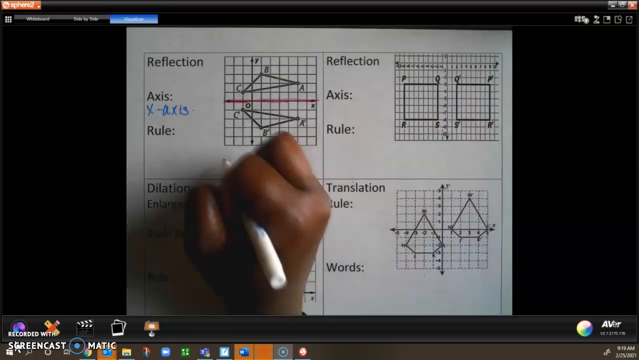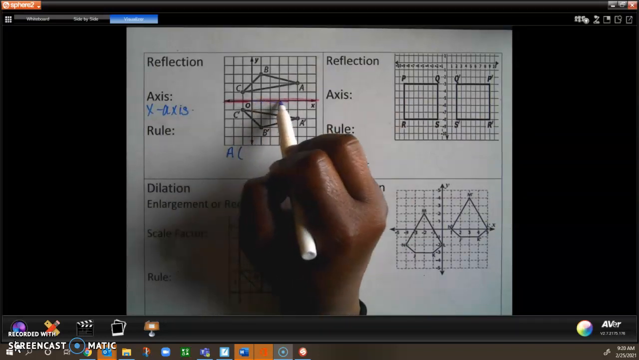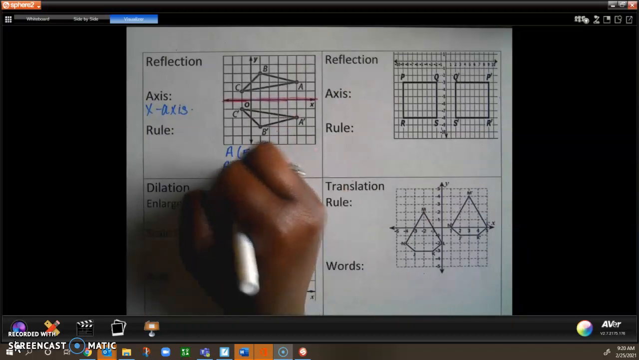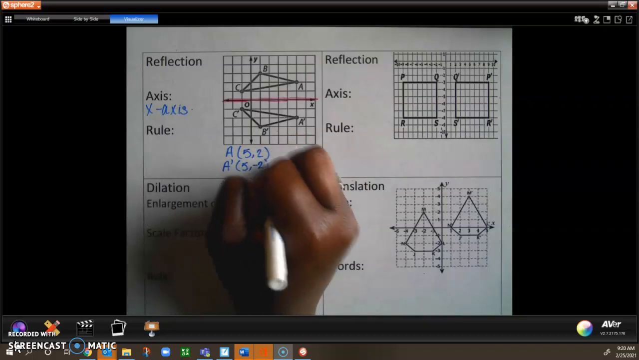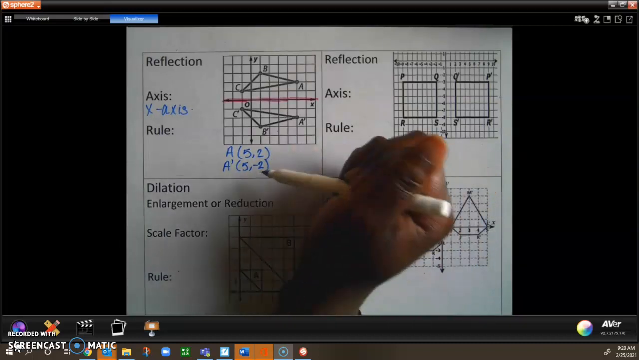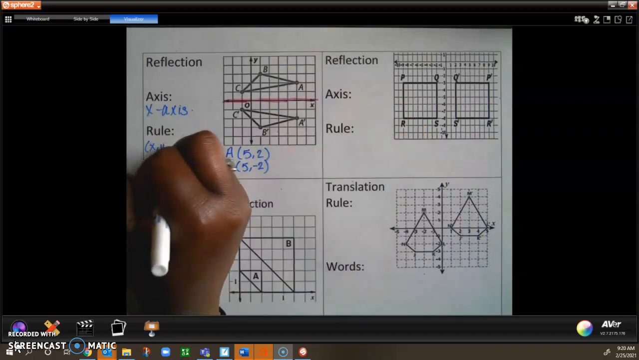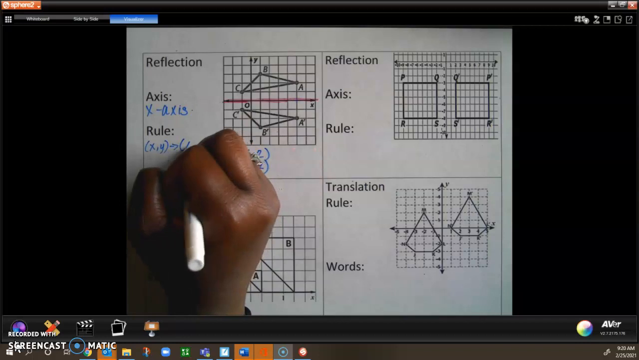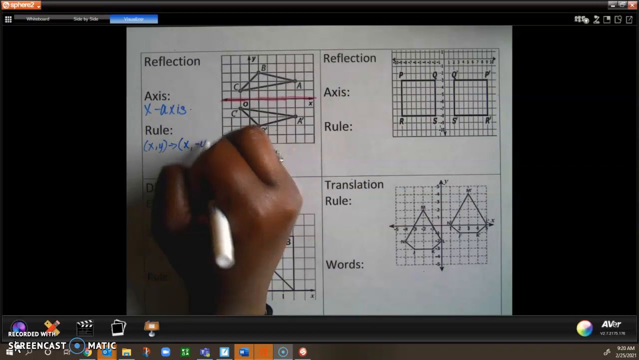So just for an example, let's say we have coordinate A, which is (5, 2). Then you have A prime, which is still 5, but -2. Okay, so you notice your y value becomes the opposite. So your rule will be (x, y) reflects to (x, -y). So your x value stays the same because you flipped over the x axis, and then -y.